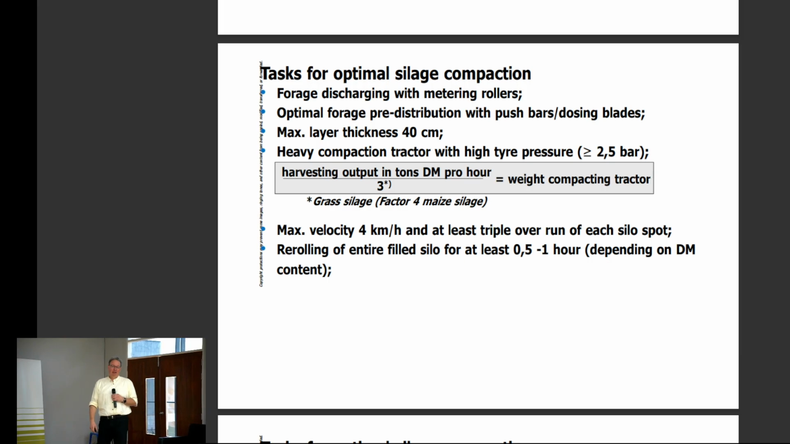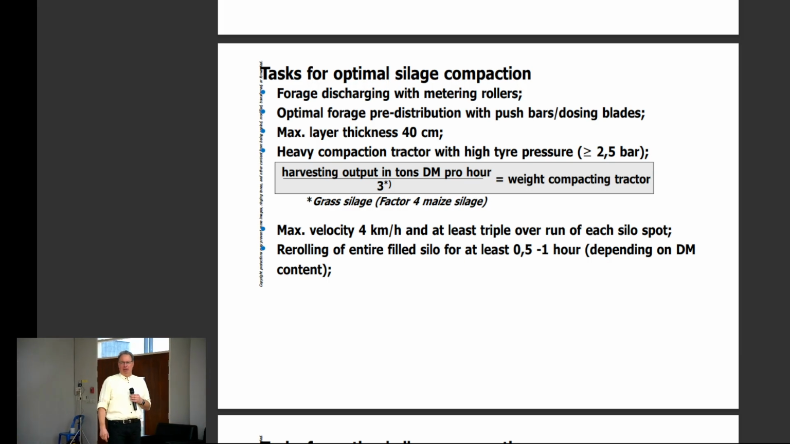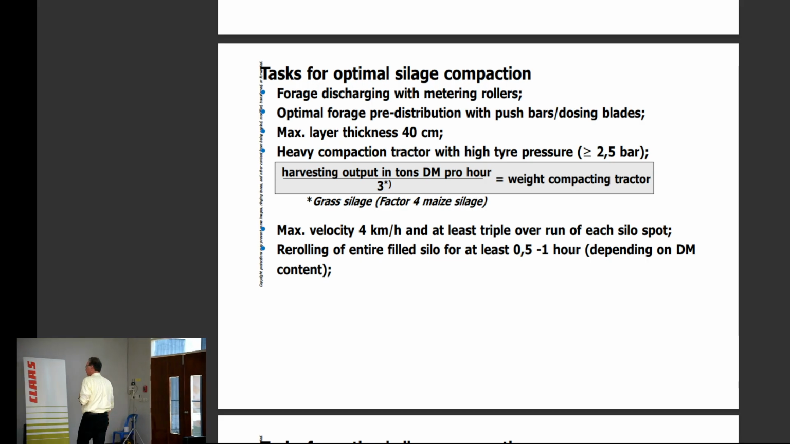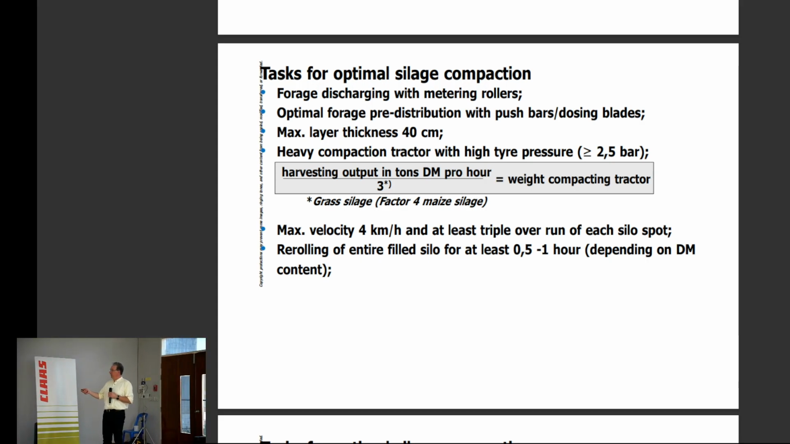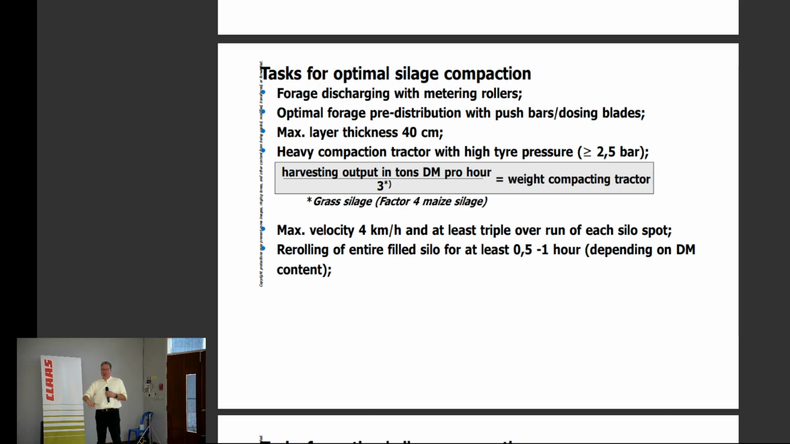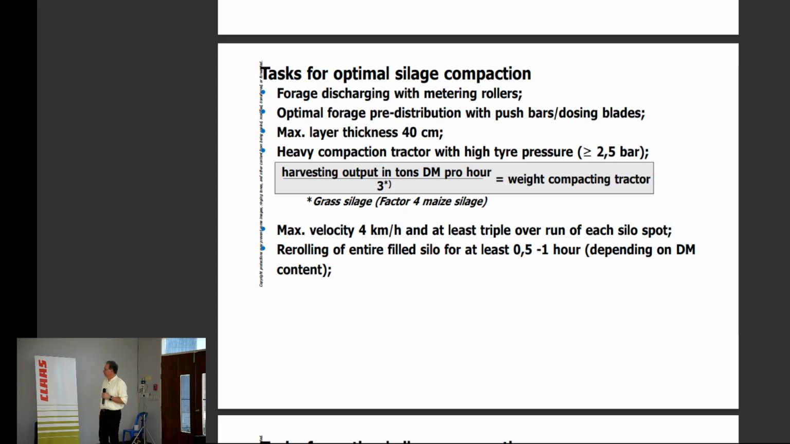And then, of course, there's always the question, is my device heavy enough? Yes or no? And again, to make a rough calculation, you can calculate the harvesting output in tons of dry matter per hour, divide it by 3 or 4, and then you get a rough idea what should be the weight of the tractor compacting it, just to get an idea. And we already talked about the velocity and also at least, again, to do the compaction when the silo is really filled.